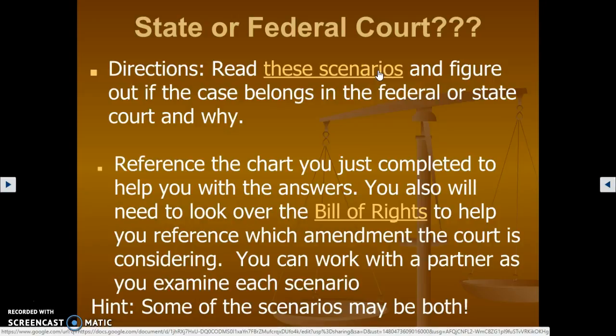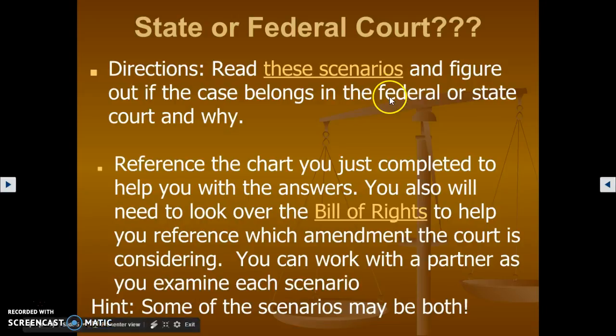You are going to take a look at these scenarios, and I want you to work with a partner or someone else on this, or if you want to work by yourself, to try to understand if these cases are in fact federal cases or state cases. You're going to have to reference the chart you just completed. That's why, go back if you didn't do that. You will also need to look over the Bill of Rights, if you're not familiar with that, to help you reference which amendments are being considered.